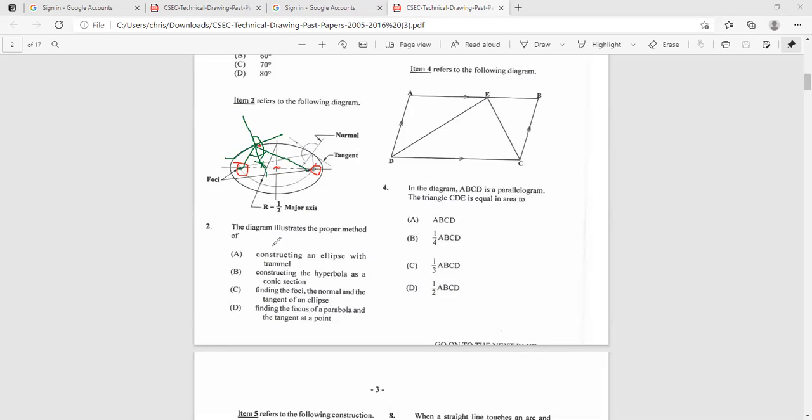Yeah, so let's check out the answers. A says constructing an ellipse with trammel, no. Construct the hyperbola as a cone, no. Finding the focal points, the normal, and the tangent of an ellipse. So this is the correct answer. Right, number 2. Number 3.